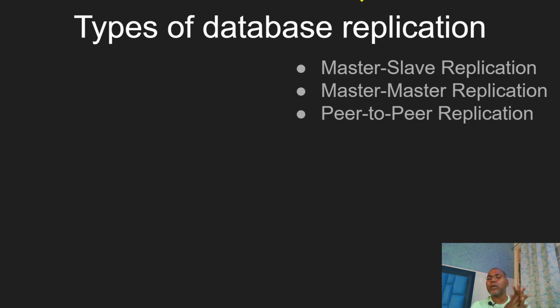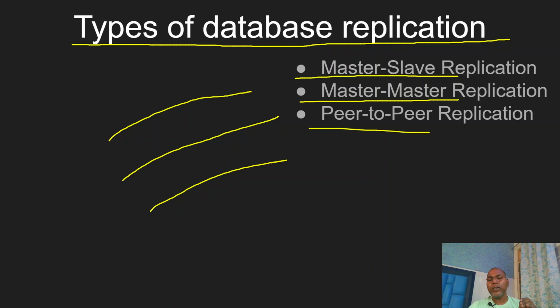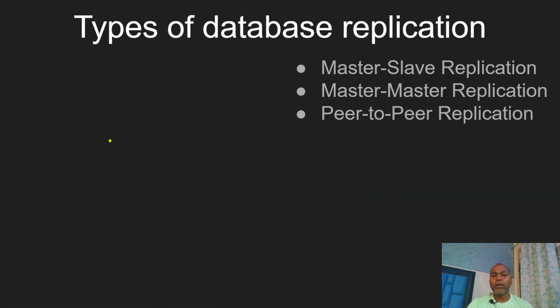With the help of this terminology, these are the key types of database replication you can choose: master-slave replication, master-master replication, and peer-to-peer replication. These are the three different database replication strategies. Let's talk one by one: what do we mean by master-slave replication, master-master, and peer-to-peer? These concepts should be clear for database replication, because you are going to keep multiple copies.